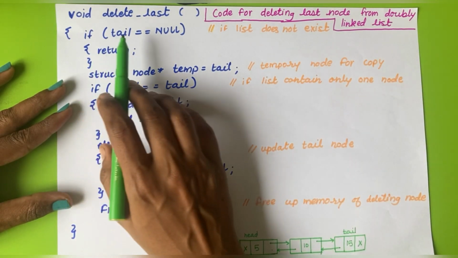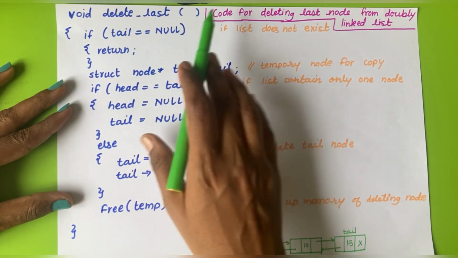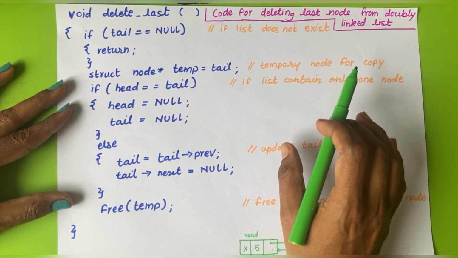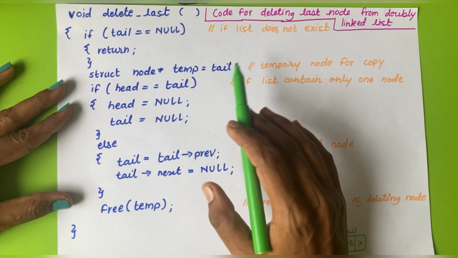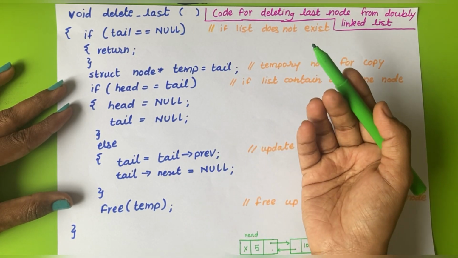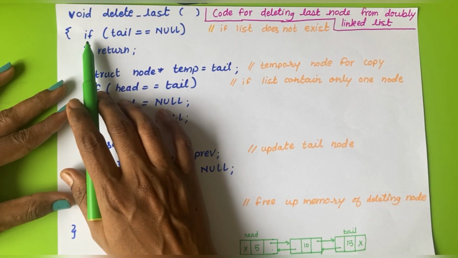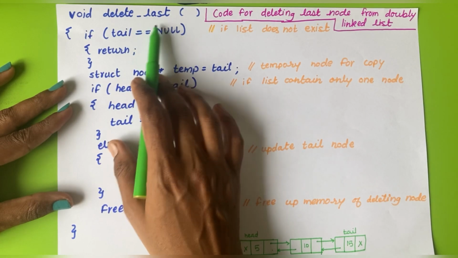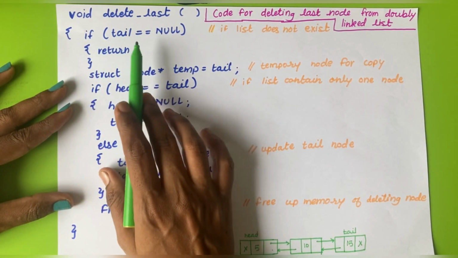Okay, so if tail is equal to null, meaning we don't have any node in the linked list, then we cannot delete the last node from the linked list. At that time we have to return as it is. So first we check if tail is equal to null, then we return to the main function. Okay, so that is the first condition.